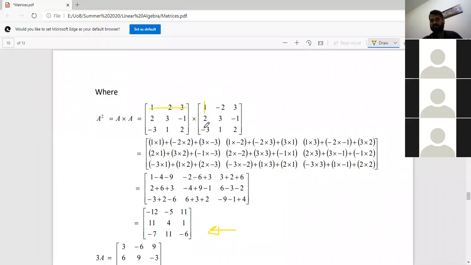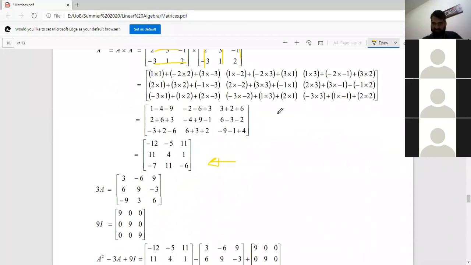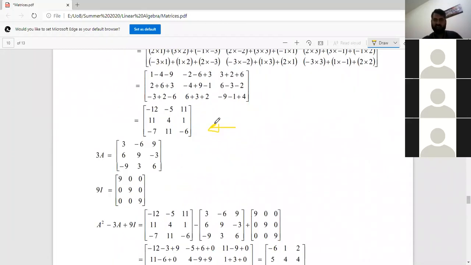First row, first column. First row, second column. First row, third column. Similarly, second row, first column. Second row, second column. Second row, third column. Then third row, first column. Third row, second column. Third row, third column. So we will get 9 entries at the end. Okay. So just check. If you have questions, you can send me later on in the group as well.